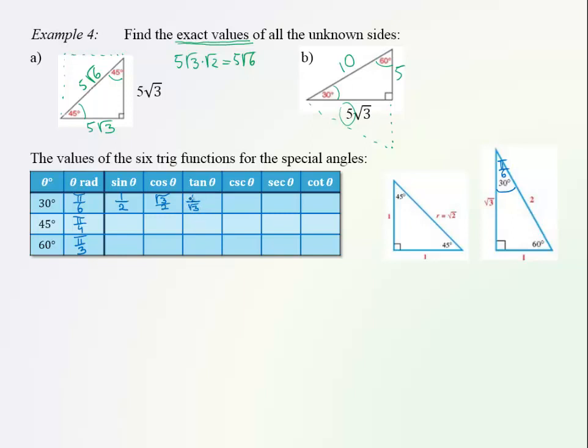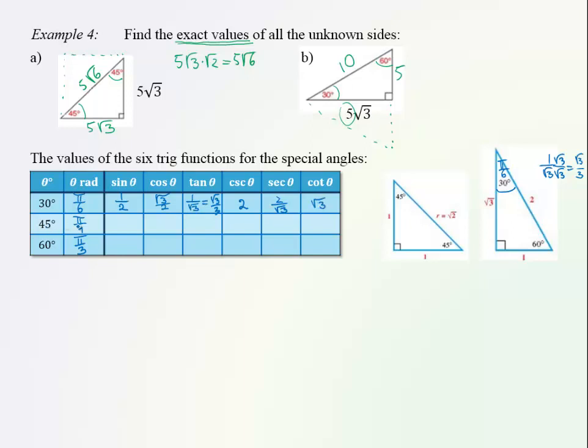But notice that 1/√3, if you multiply by √3 in the top and in the bottom, let's do it on the side, 1/√3 times √3 over √3, to get rid of irrationality, we end up with √3/3. So it's either 1/√3 or √3/3. And now the other three functions, it's enough to just take reciprocals of the existing ones. So cosecant, reciprocal of sine, is 2. Secant, reciprocal of cosine, is 2/√3. Cotangent, reciprocal of tangent, is just √3.